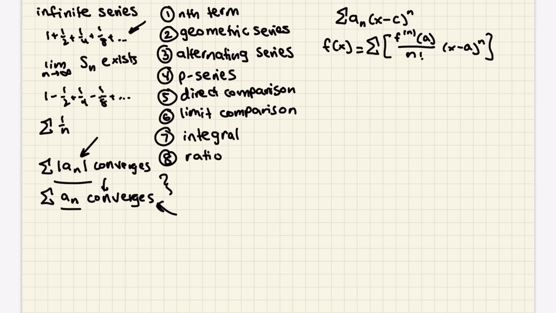Maclaurin polynomials are a specific type of Taylor polynomials that are centered at x equals 0, and they're much easier to solve for. That's going to be equal to the series of f n, the nth derivative at 0, over n factorial times just x to the power of n, because a is 0 in this case. And so that's going to be your Maclaurin series.